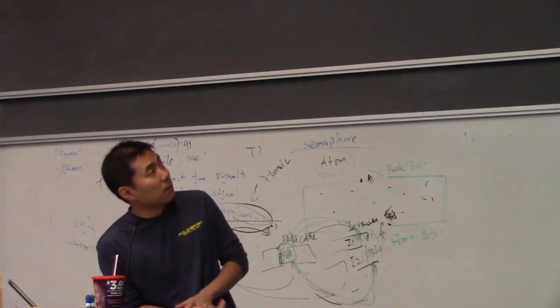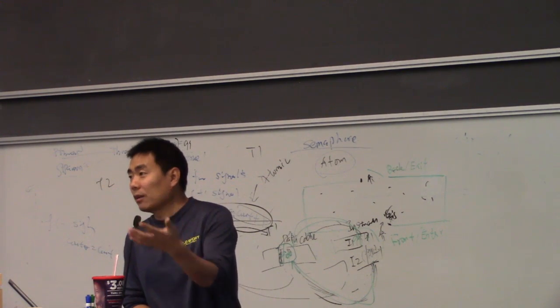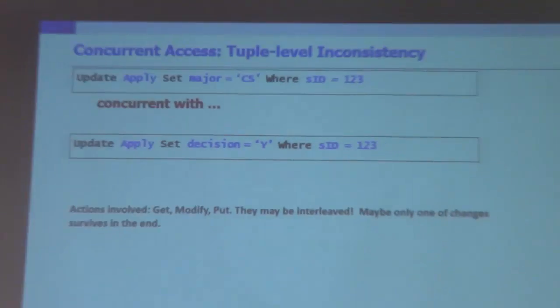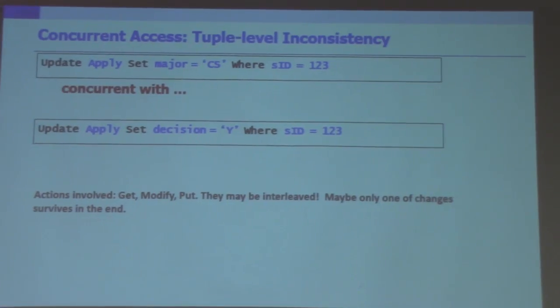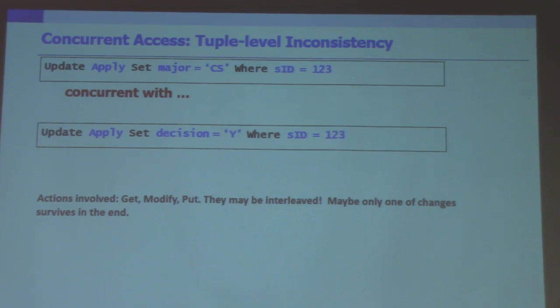I'll give you this example. If you try to update an apply database, let's say all the students applying to University of Utah, and in particular, people are trying to get into the CS major. Each record has multiple attributes, right? There's an attribute called major, there's an attribute called decision. But it's in one tuple. One tuple.